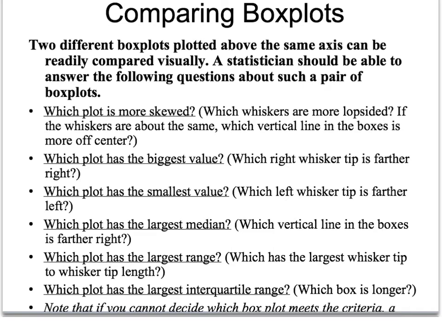And this last little part kind of got cut off on the video, but not on your notes. It just says that if you cannot decide which box plot meets the criteria, a good answer would be they're about the same. If you can't decide which one is more skewed, you would say they're about the same skewness, for example.